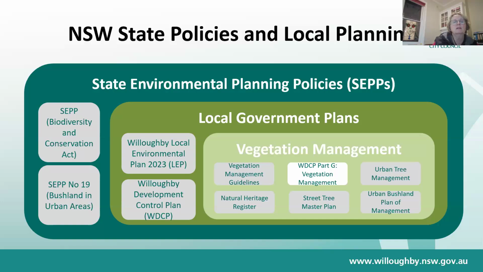That little graph there is just to show you where it sits and all the other management tools that council has to fit in, that feed into that vegetation management. So there's a guideline, there's a natural heritage register, there's a street tree master plan, urban tree management, and of course the bushland management.